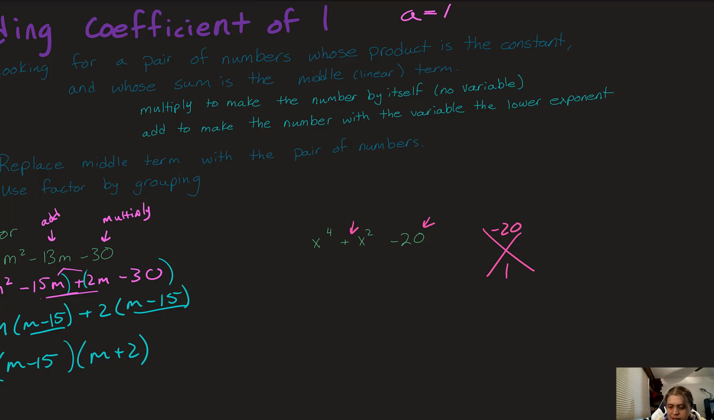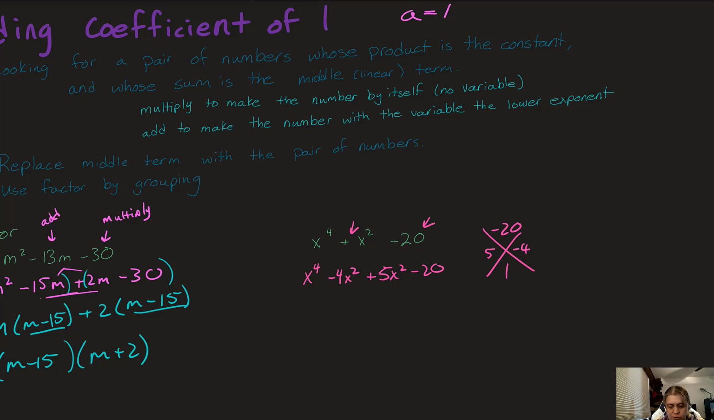All right, so then some people do this X method that I've seen. So they're like, okay, well, let's see. Does negative 2 and 10 work? No, that doesn't add up to 1, so that's not what I need. How about negative 5 and 4? Well, that adds up to a negative 1, so what if I just change the signs on those? There we go. And we've got x to the 4th minus 4x squared plus 5x squared minus 20.